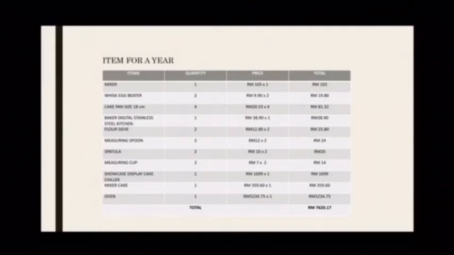Mixer cake is 359 and 60 cents. Oven 5,234 and 75 cents. So the total items for a year is 7,620 and 17 cents.